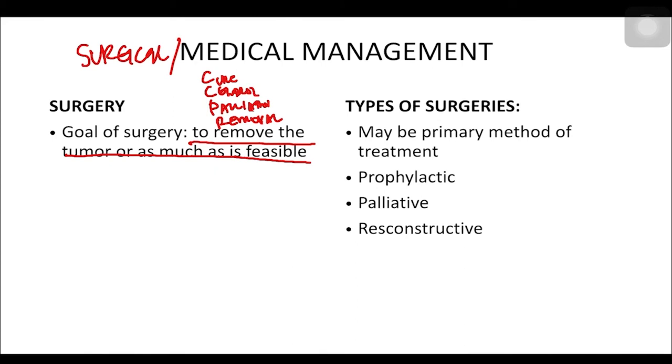Bakit mo siya gagawin early? Or why do you have to segregate the rotten tomatoes from the good tomatoes? Kasi there is a tendency that that rotten tomato would affect your good tomatoes. That's why as early as possible, you remove the rotten tomato so it won't be affecting the nearby good tomatoes. Basically, that's the goal of the surgery.